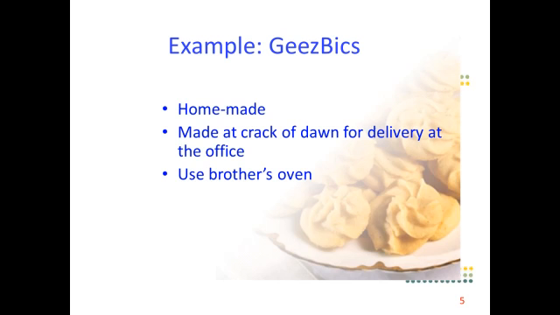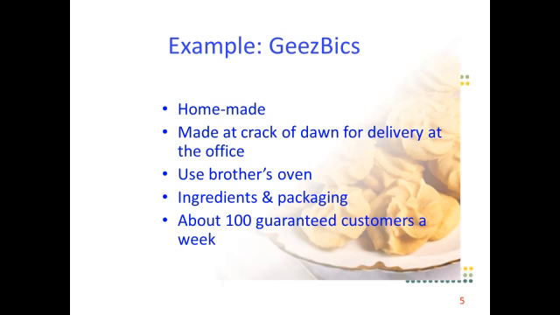Let's say, because I'm conscious of the health and safety regulations, I use my brother's oven. He has a registered baking business. I pay obviously for the ingredients. I use simple packaging, a cellophane bag with a label on it. And I have about 100 guaranteed customers a week. And I get $5 a packet for these biscuits.